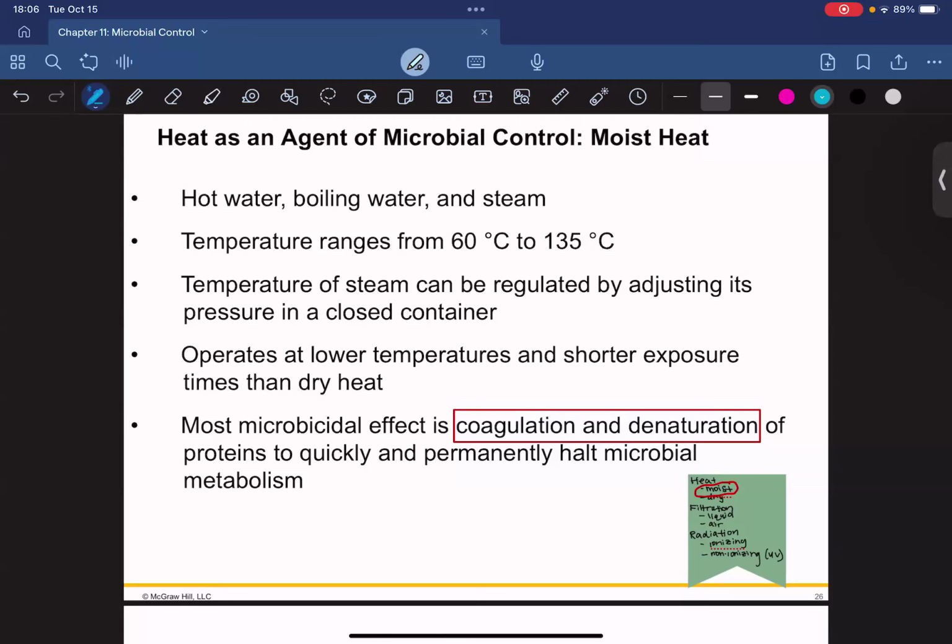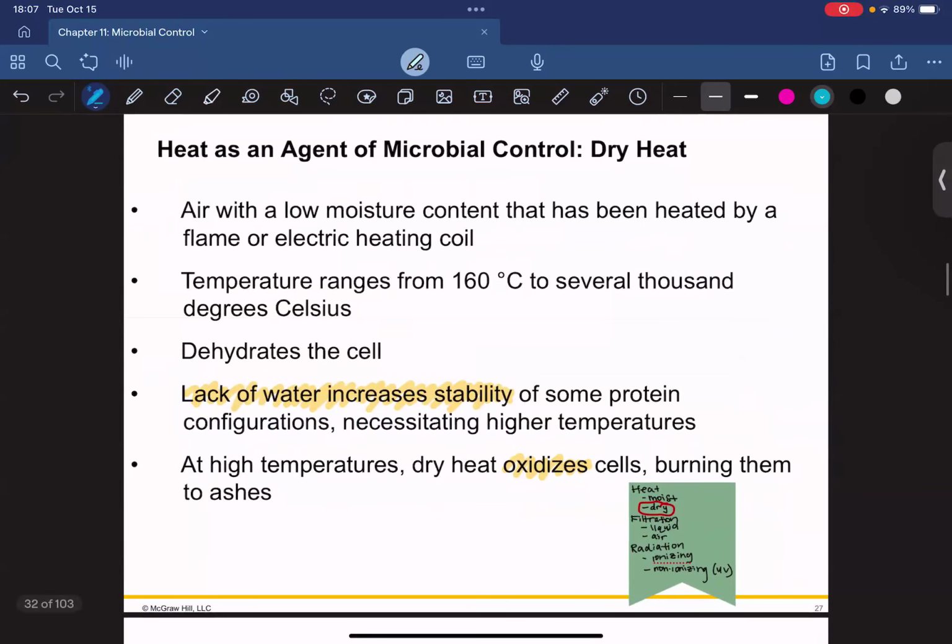Okay, so we'll start off with heat. This includes any hot water at all, boiling water, and steam. Anywhere from 60 degrees Celsius up to 135 degrees Celsius. This is the temperature that we would need to be at in an autoclave to get rid of those prions. It would be much higher than what we usually do, which is 121 for most things. So you can use pressure to control your temperature a little bit more easily, get there faster, to make it more effective with the water. The water is actually important for causing that coagulation and denaturation effect. So it's why moist heat is more effective than dry heat.